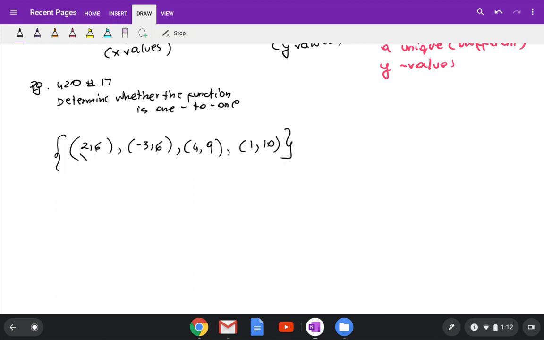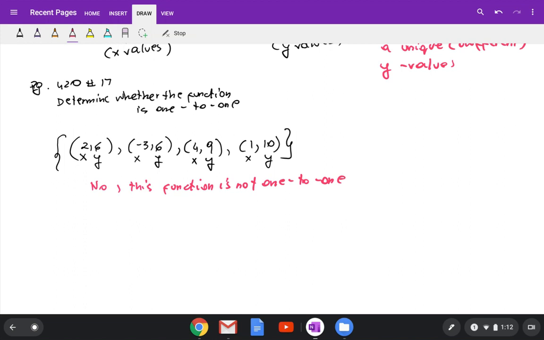So of course, the first number represents the input, which is x, and the second number represents y. Okay, so what do you guys think? Is this one-to-one? The answer will be no. This function is not one-to-one.